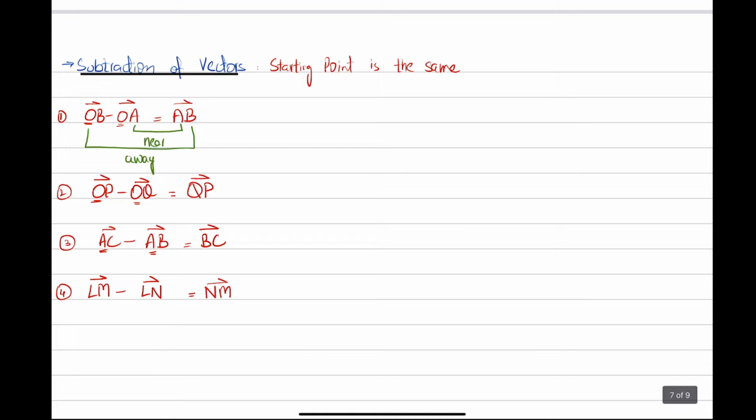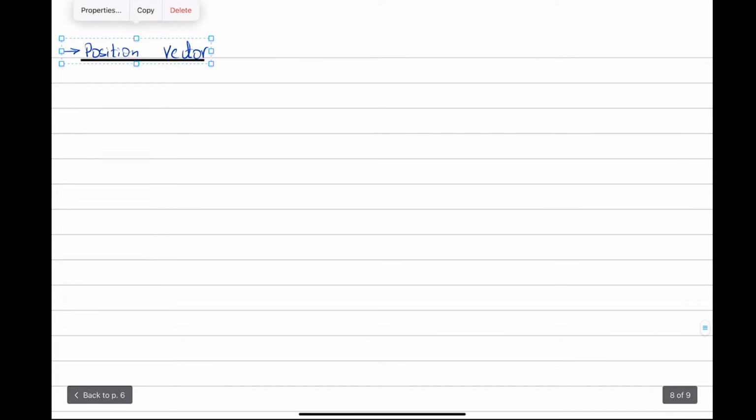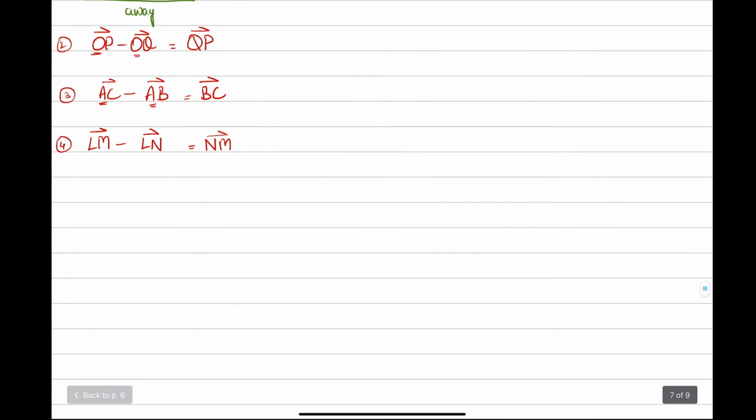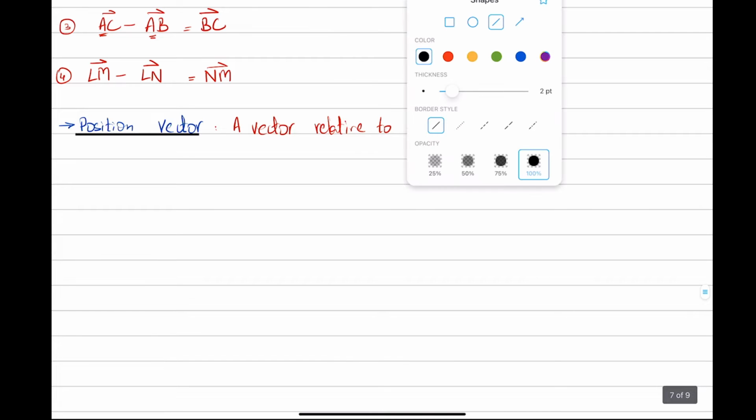One is something called a position vector. You guys know what a position vector is? Yes. A position vector is basically a vector relative to the origin. Now, what does that mean? What does vector relative to the origin basically mean?